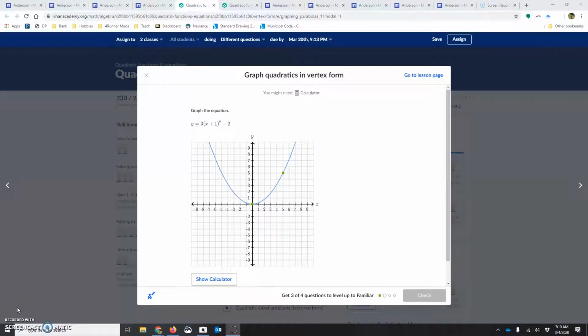All right, graph quadratics in vertex form. Okay, so this is vertex form, and what that means is we can identify the vertex really quickly when it's written like this. So they completed the square is what they did, and then they factored out any numbers that were inside. And so what you're looking at is two numbers: this number here, x plus 1, and minus 2.